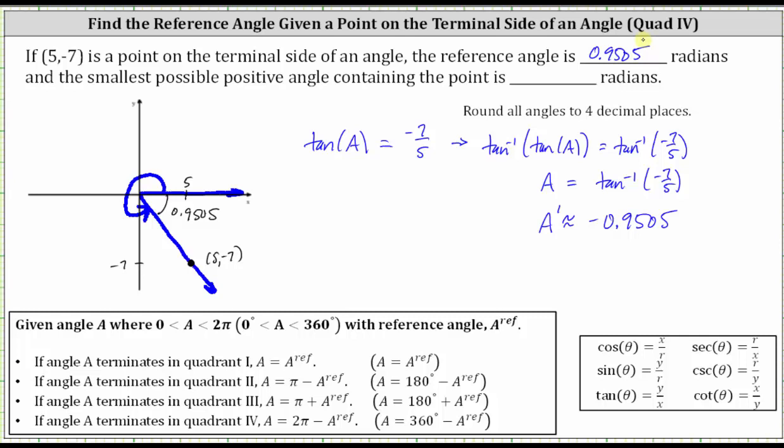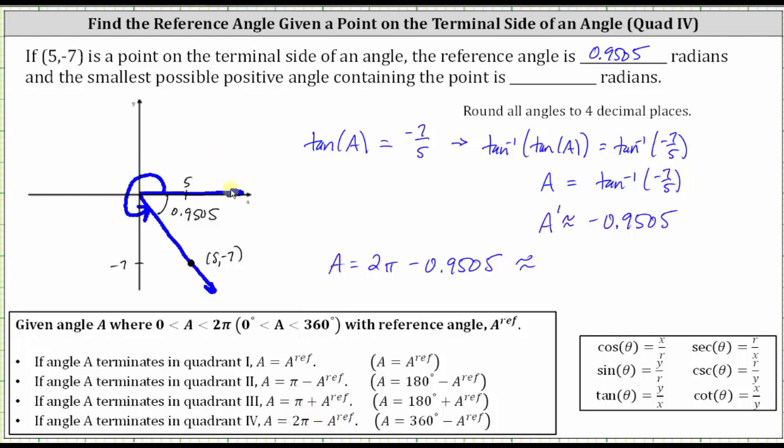And from here, we can determine the smallest possible positive angle containing the given point. Notice it would be 2 pi radians minus the reference angle. So the angle we are looking for, angle A, is equal to 2 pi radians minus 0.9505 radians, which if we take a look at our notes below, if angle A is between 0 and 2 pi radians, and angle A terminates in the 4th quadrant, angle A is equal to 2 pi radians minus the reference angle.